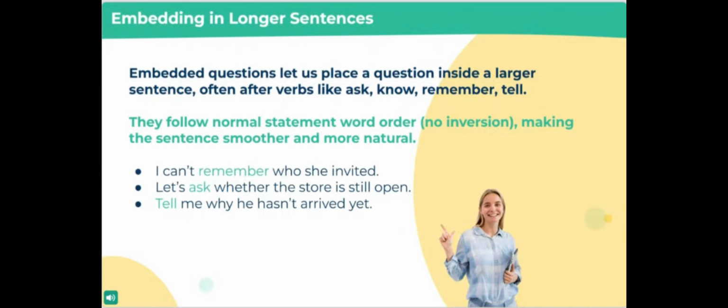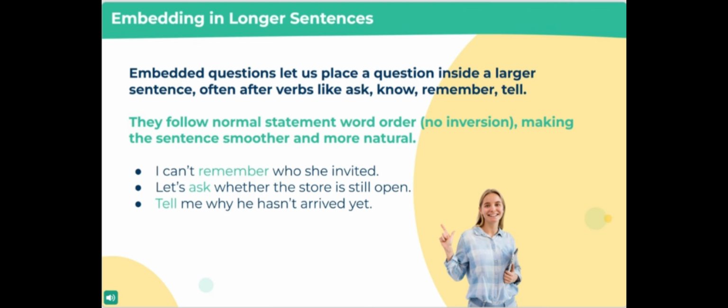Embedded questions let us place a question inside a larger sentence, often after verbs like ask, know, remember, and tell. So these are key verbs for us. Ask, know, remember, and tell. They follow a normal statement word order. There's no inversion when we embed these questions into larger sentences, making the sentence smoother and more natural.